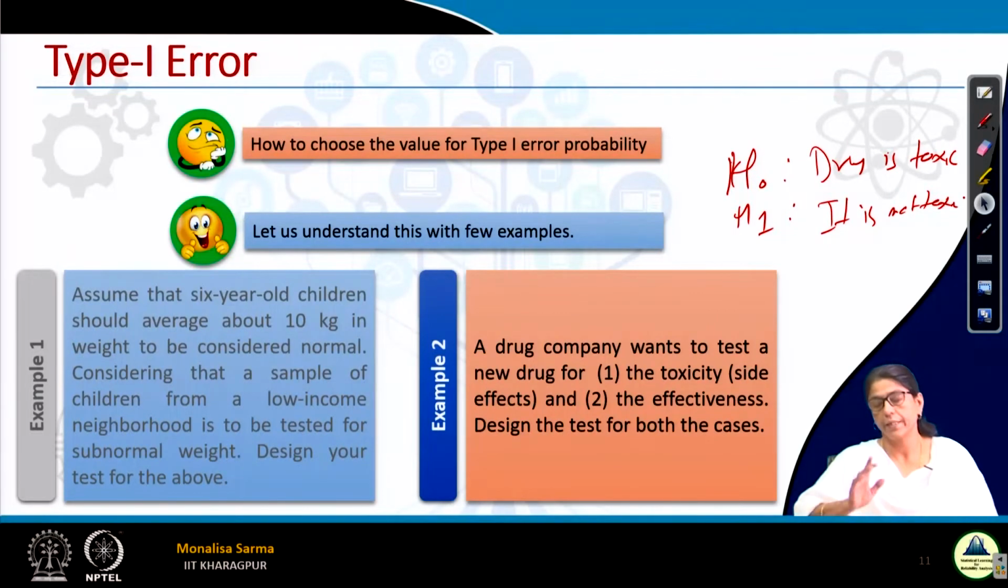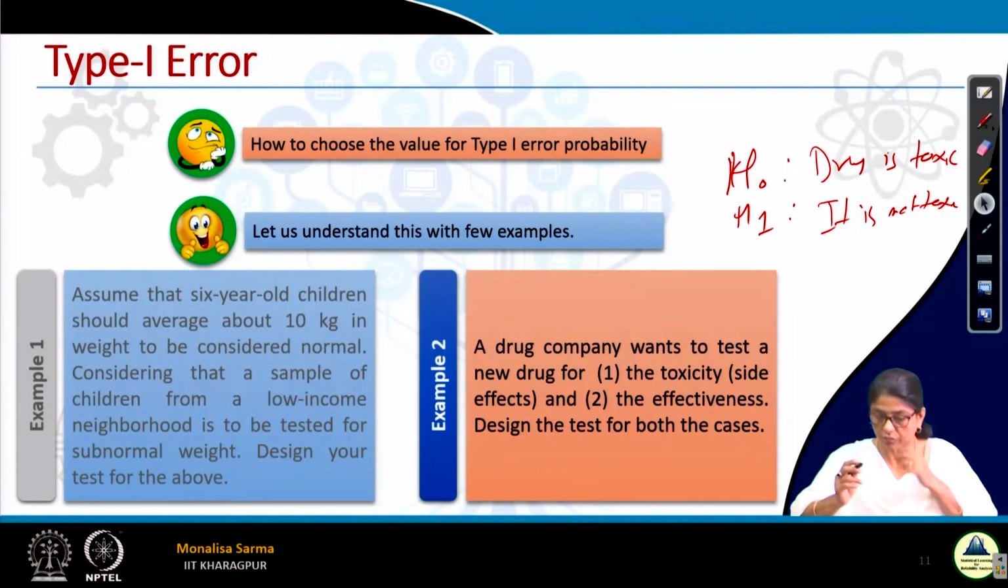Here again, as I told you, the formation of the hypothesis totally depends on who is trying to do it. Here the drug company itself is doing it, so its objective will be to prove that the drug is not toxic. But if some third party is trying to prove it, they will try to prove that it is toxic. Then accordingly my hypothesis will be different. It totally depends on who forms the hypothesis and which is more important. The alternate hypothesis is something which we always want to test. So my H1 is that it is not toxic, and the null hypothesis is that the drug is toxic.